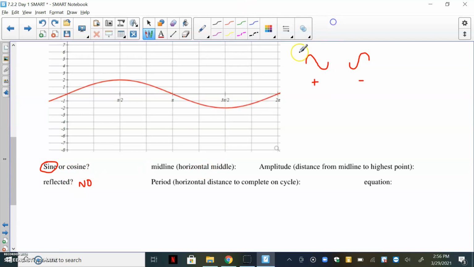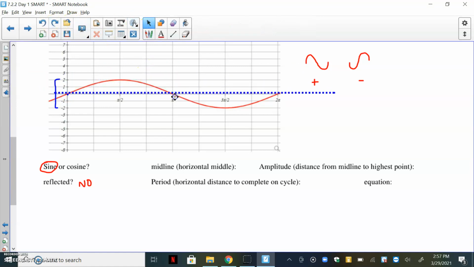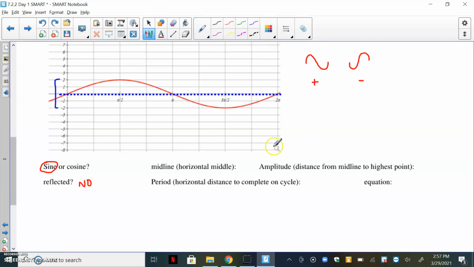Midline will be between the highest and lowest, so between 2, which is the highest, and -2 is the lowest. So in the middle would be 0 here. Let's put a nice midline there. Alright, and that is y equals 0.